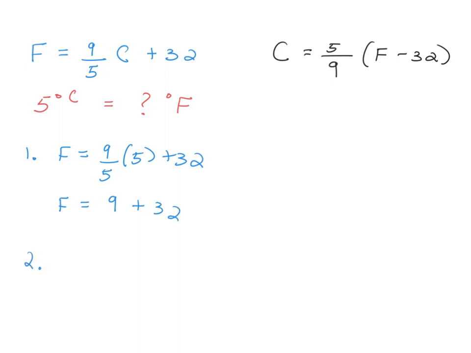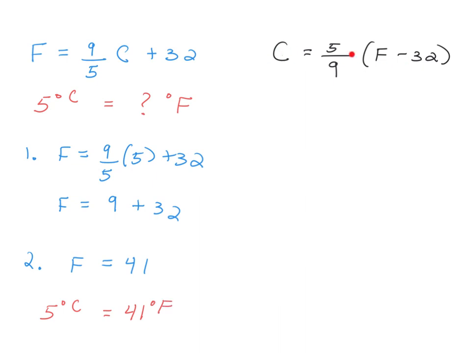Now what's the second step? The second step is to add these two numbers together. And when you add 9 to 32, you get 41. And this is now in degrees Fahrenheit. So we actually just answered the question, okay, 5 degrees Celsius is equal to 41 degrees Fahrenheit.